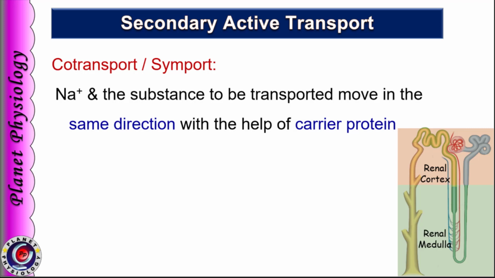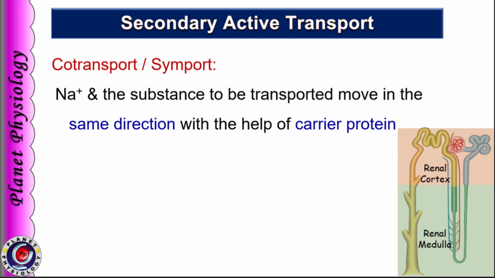First, let us study co-transport, which is also called symport. In this case, sodium ions and the substance to be transported move in the same direction with the help of a carrier protein. Note here that sodium ions move along their concentration gradient created due to primary active transport. During this movement, sodium also carries another substance along with it inside the cell. As both the substances are transported in the same direction, it is known as co-transport or symport.